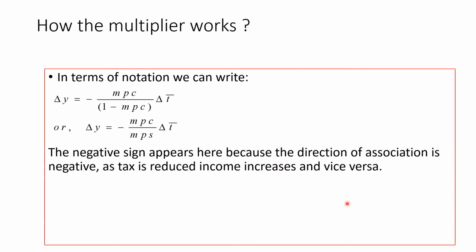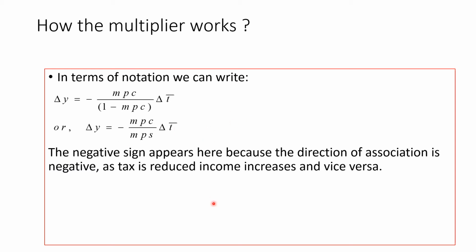Okay, so in terms of notation, if you follow the numbers in the earlier slide, the multiplier was 0.8 by 1 minus 0.8 into delta T bar, y was equal to that. So in terms of notation, you can write MPC by 1 minus MPC into delta T bar. Instead of 1 minus MPC, you can write MPS, marginal propensity to save. So you can write minus of MPC by MPS delta T bar.